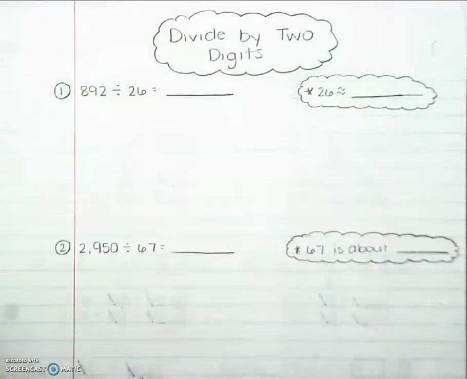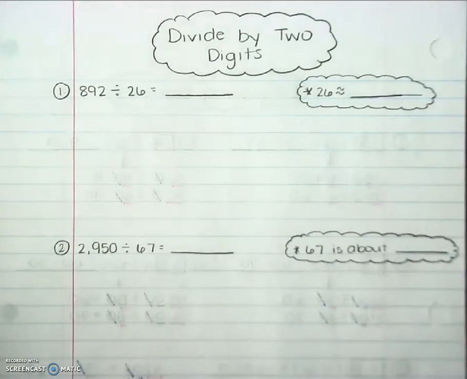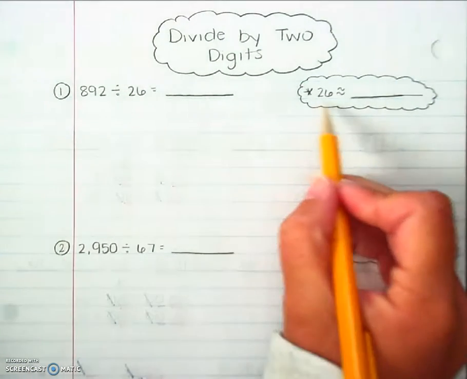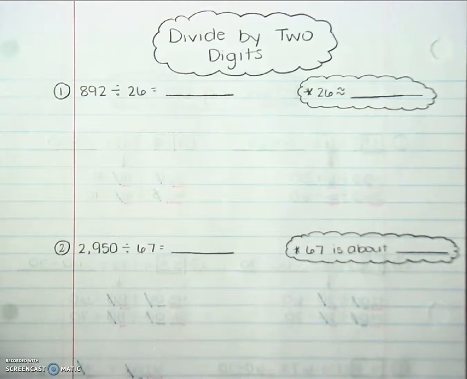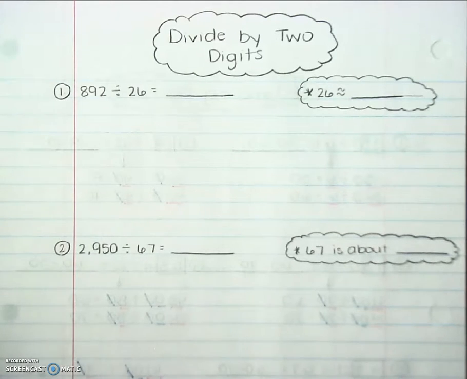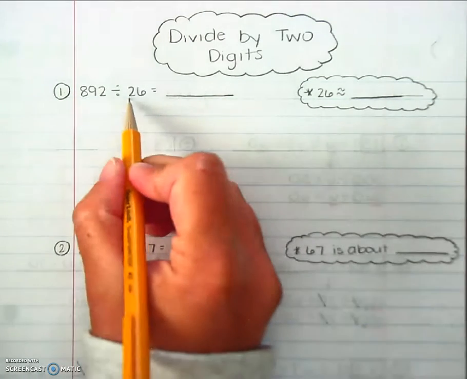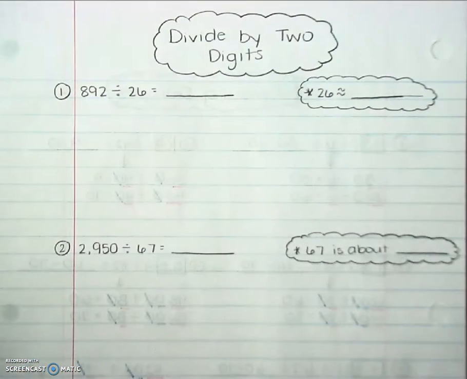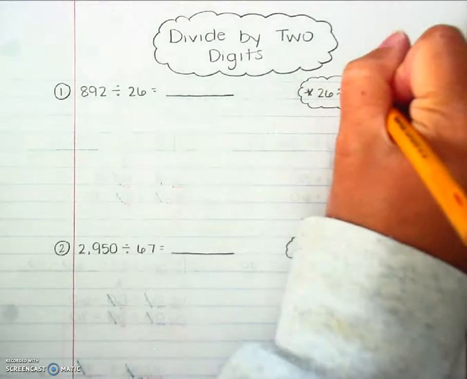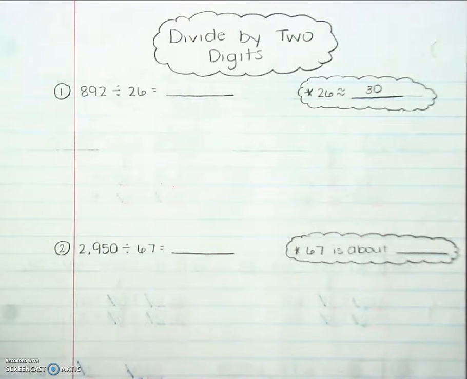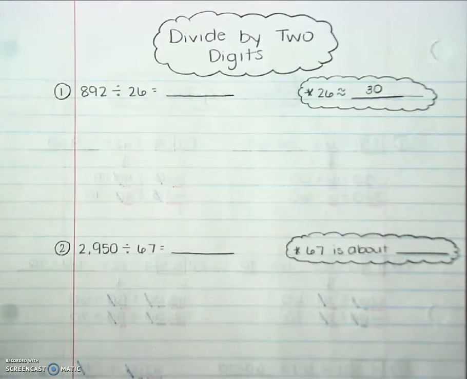So first, let's look at the number 892 divided by 26. Off to the side here, I wrote "26 is about" and then a blank line. I know at some point when I'm dividing by a two-digit divisor, I'm probably going to need to use some of those estimating skills. So in the back of my mind, I'm already thinking that 26 is pretty close to 30. So I might use 30 as a helpful or friendly number as I divide. Let's see if and when we need to use that.